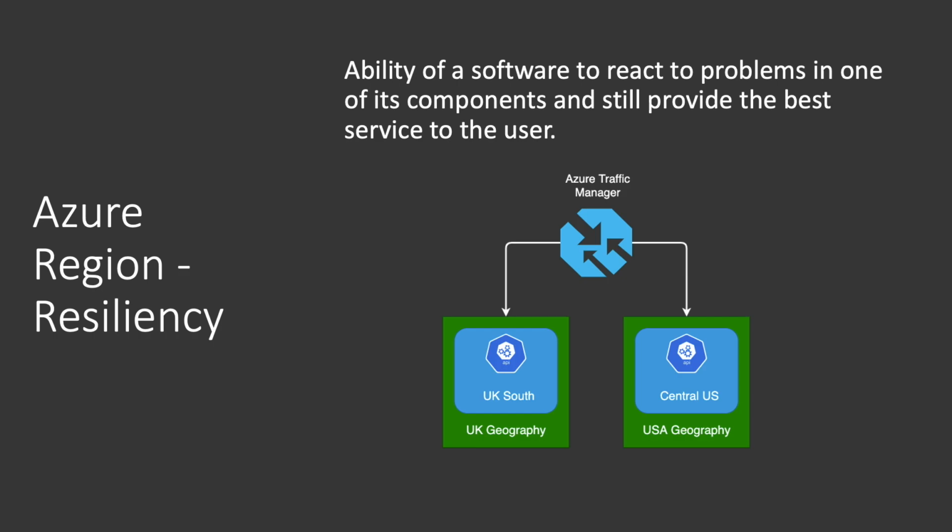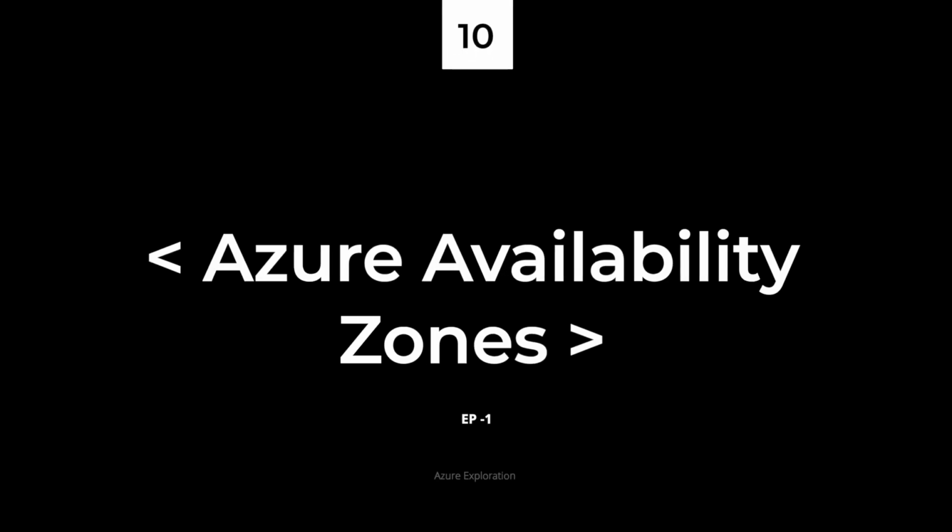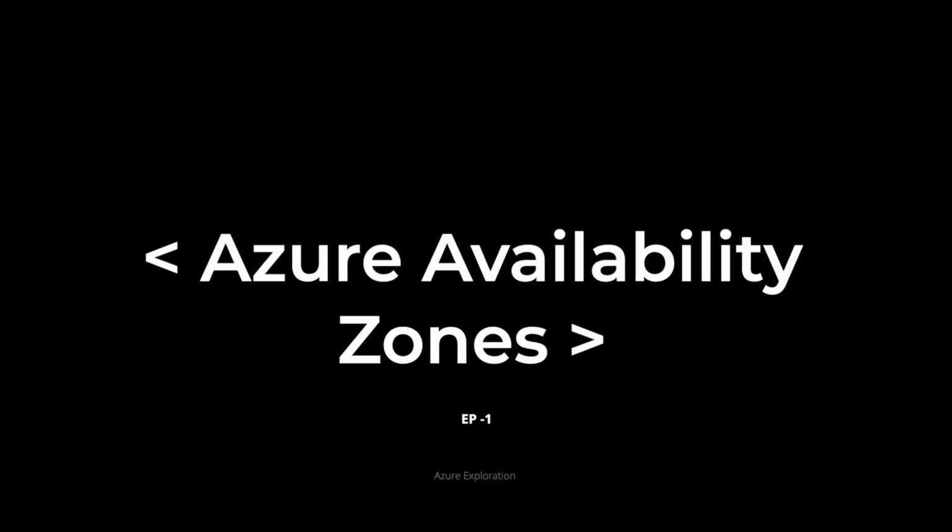But in case something goes wrong and it's not healthy, it will automatically route the traffic to the second region, so the users will not feel that there is any issue or any delays or the service is down. So the next point we're going to be discussing is the Azure Availability Zone.